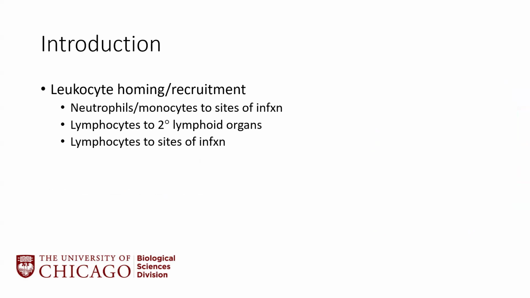So leukocyte homing and recruitment can be broken down to a few different primary roles that we're going to try and understand. One is how neutrophils and monocytes actually get to the site of infection, but then two, how the lymphocytes first go to those secondary lymphoid organs.